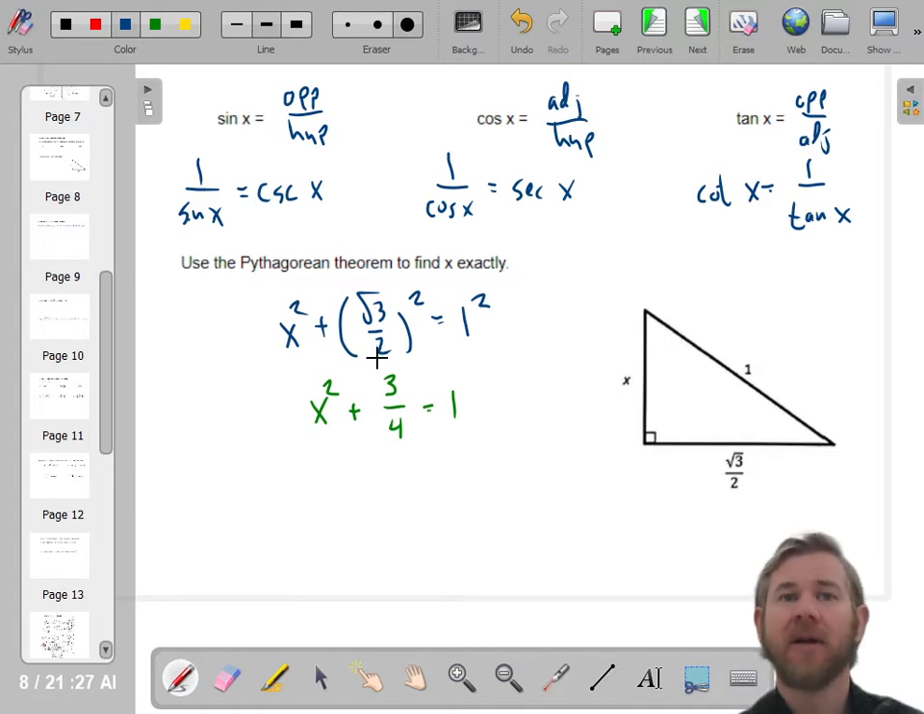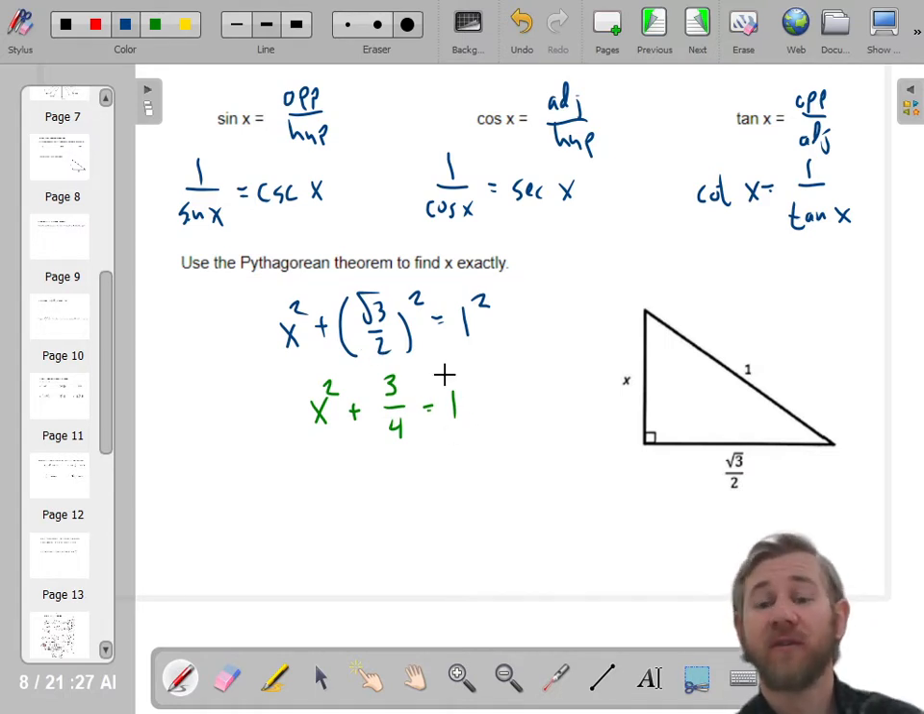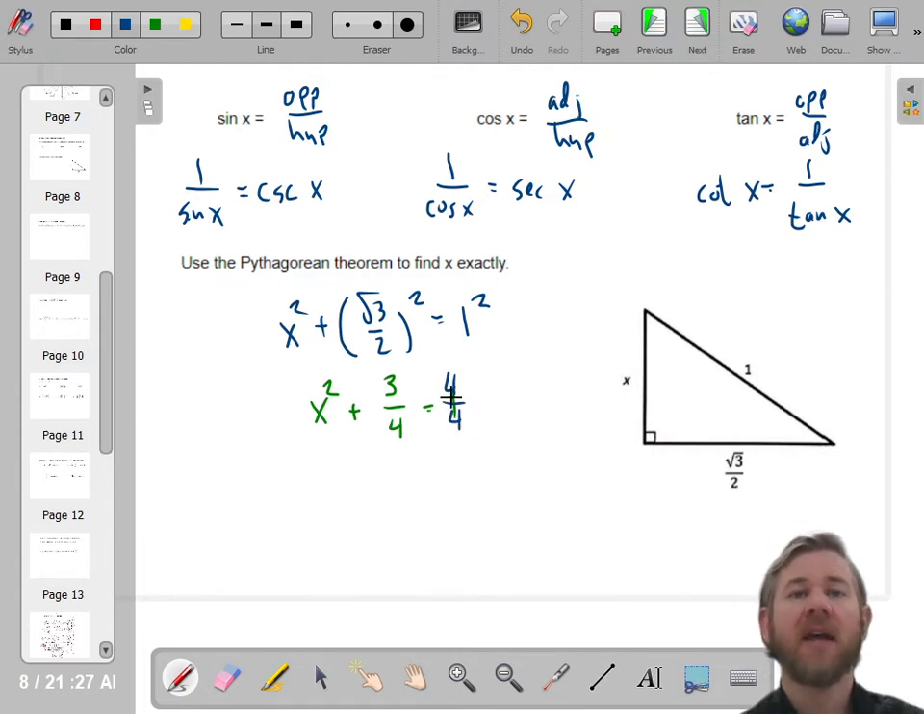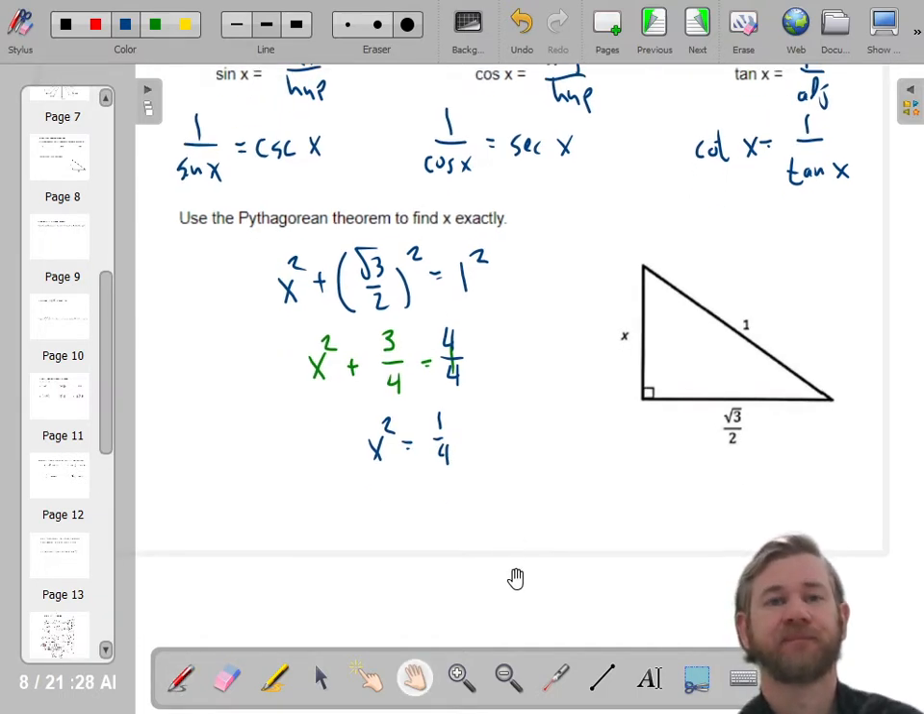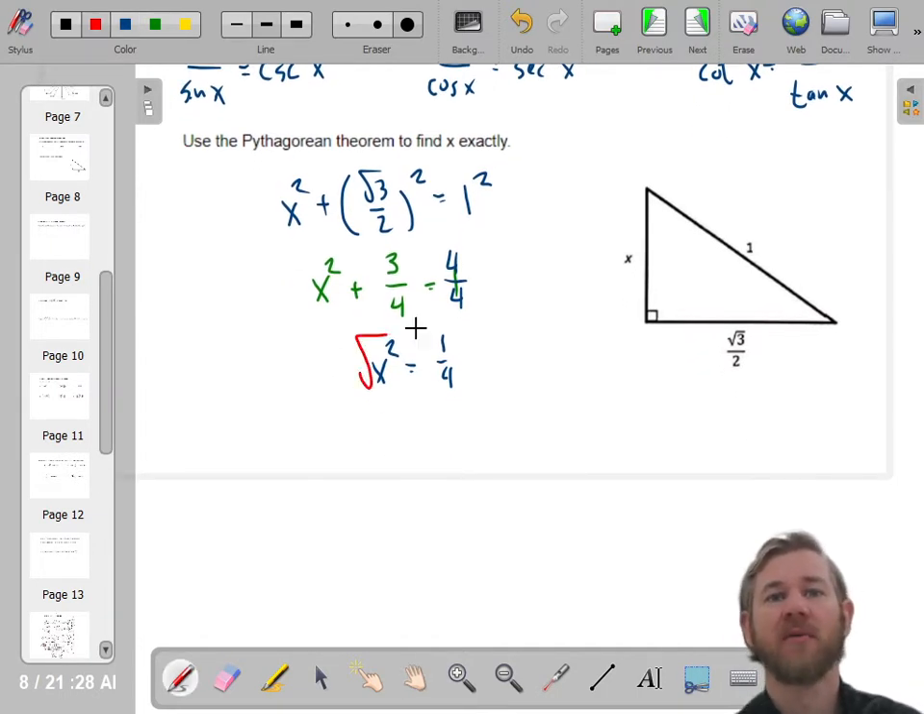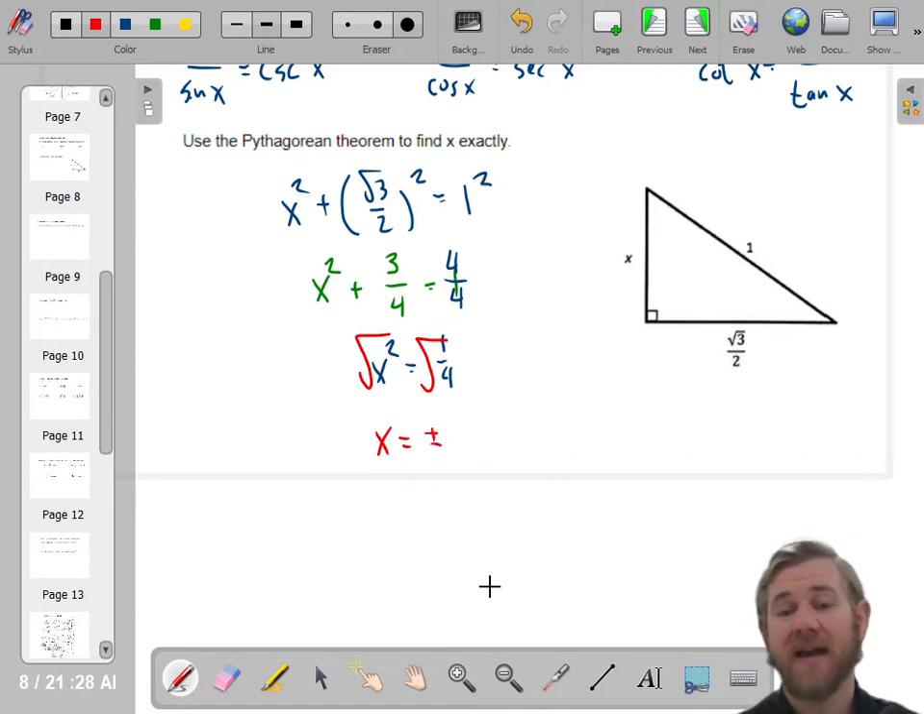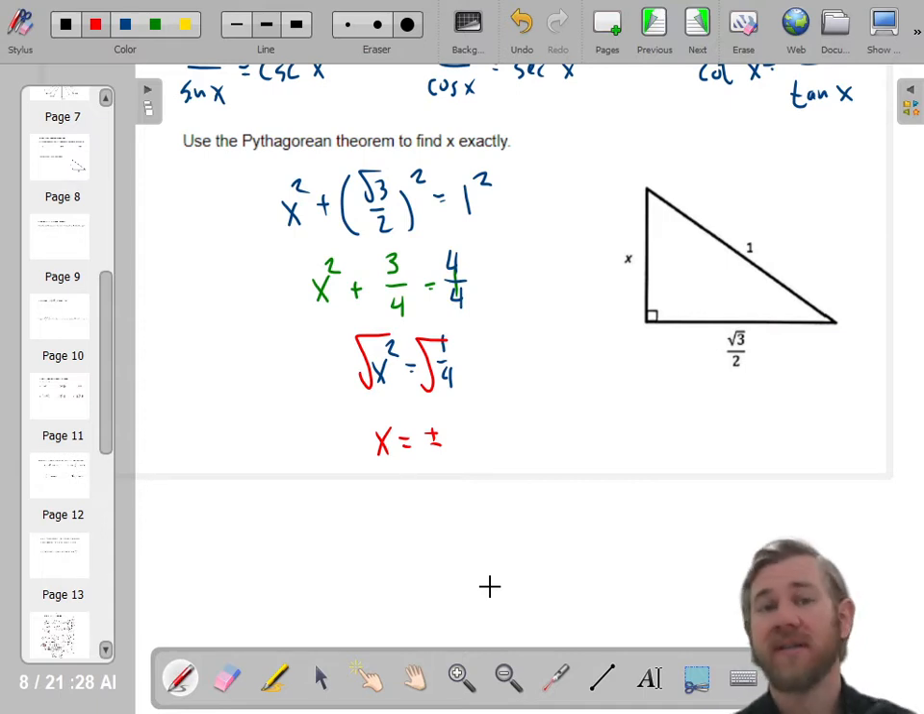Since there's no x to the first, we can just solve like an equation. But you need to remember, this is 1 whole. This is 4/4. If it helps you to think of this as 4/4, that's what 1 is. If you subtract 3/4, now we have 1/4. And the last thing I'm going to do is square root both sides. And you need to remember that when you square root, there's always a plus or minus. There's 2 answers. And depending on the context, you might need to say which one is appropriate.